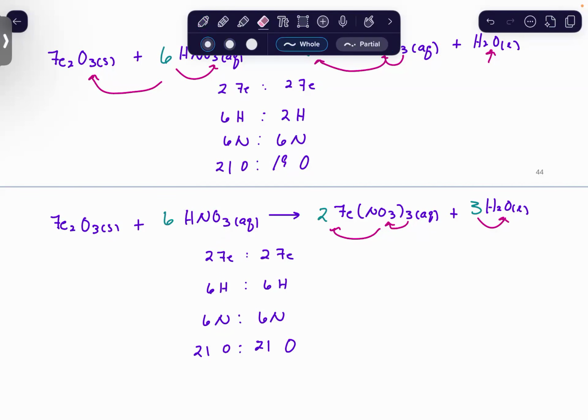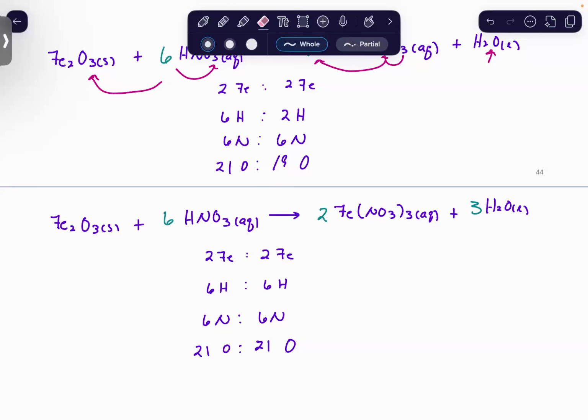So what we say is our stoichiometric coefficients for this equation are 1 iron oxide plus 6 nitric acids gives 2 iron nitrates plus 3 waters. That is our balanced chemical equation. So that's just a process that I go through. It's kind of a way to start.